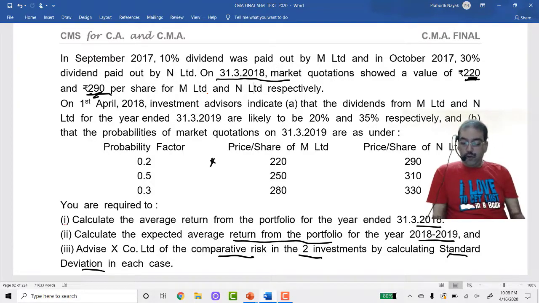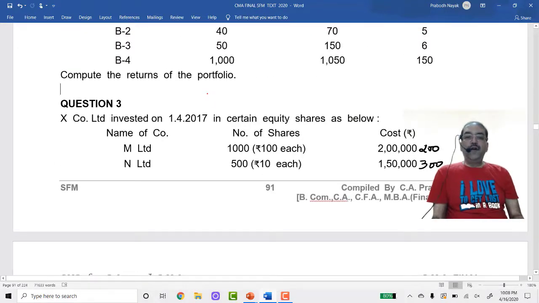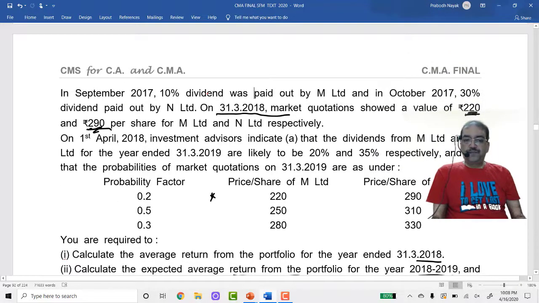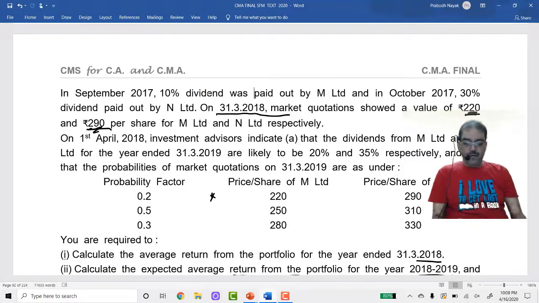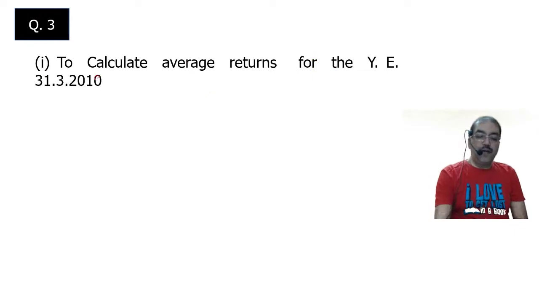Now what do you observe in this problem again? You observe that the rate of return is not given. So first I'll calculate the rate of return, and then we'll proceed. So let us see now how to calculate the rate of returns. Calculate average returns for the year ended 31st March 2018.